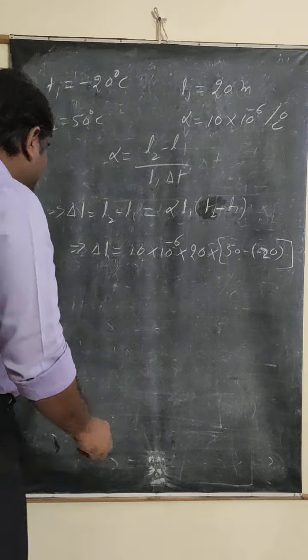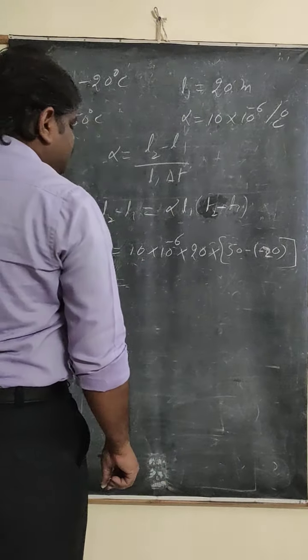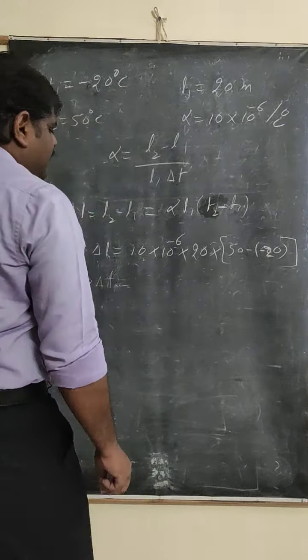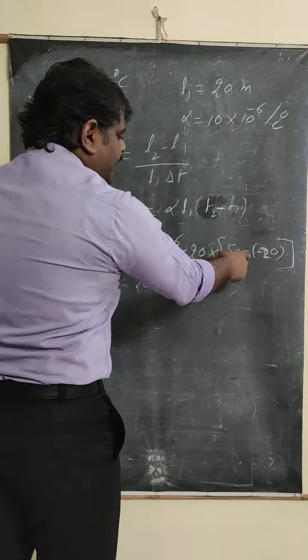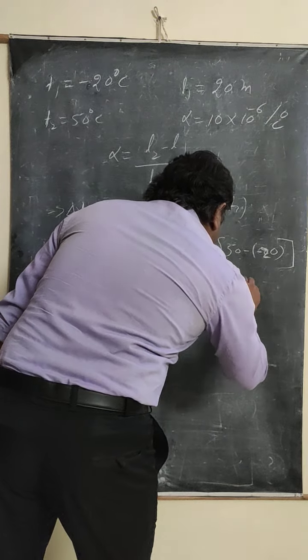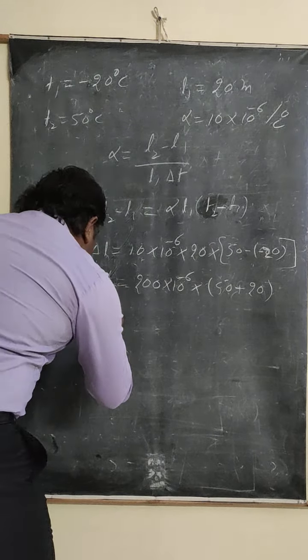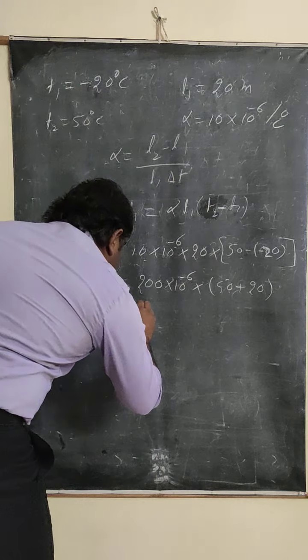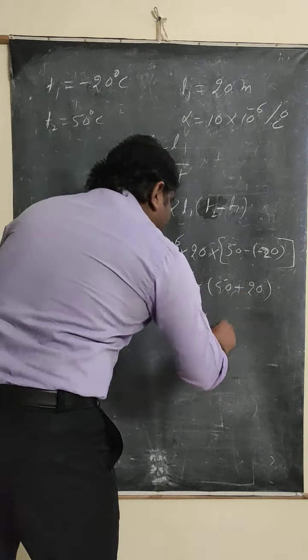Now go on and simplify this equation. Delta L is equal to 10 into 20, which becomes 200, into 10 to the power of minus 6 into 50. Minus into minus becomes plus, so it will be 50 plus 20, which is 70. So delta L is equal to 200 into 10 power minus 6 into 70.